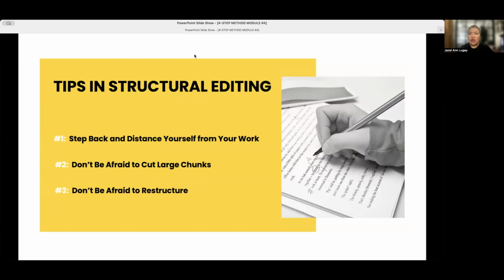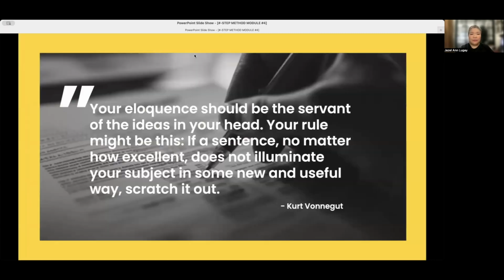Third, don't be afraid to restructure. Sometimes, your best work doesn't always go according to plan. Some elements work better in a different order, so don't be afraid to move things around.